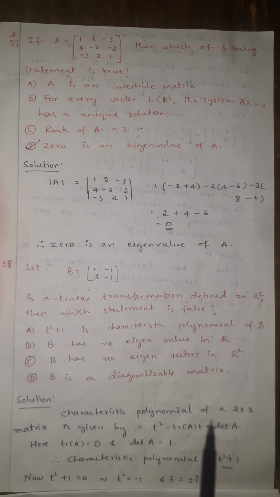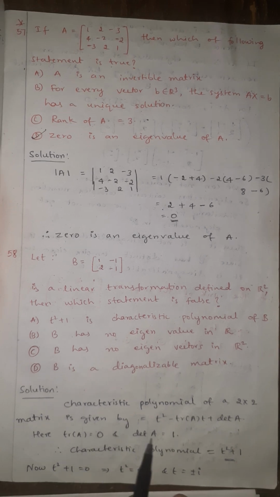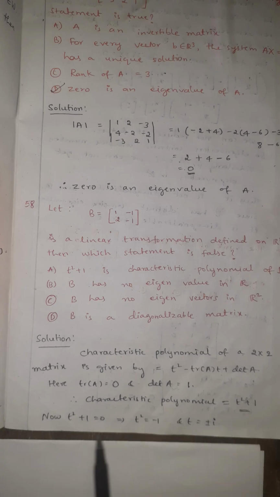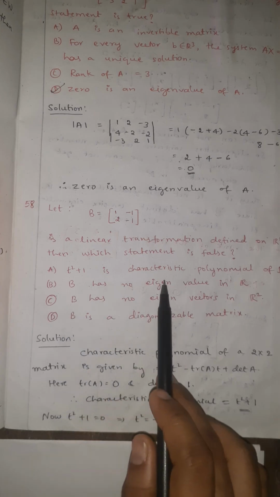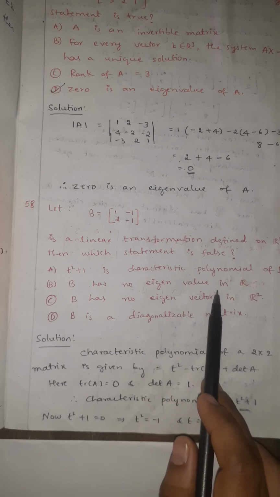The characteristic polynomial of a 2 by 2 matrix is given by t square minus trace of A into t plus determinant of A. Here trace of A equal to 0 and determinant of A is equal to 1. Therefore the characteristic polynomial is t square plus 1, and if you solve it you will get t equal to plus or minus i. So therefore this matrix B has two distinct complex eigenvalues. So t square plus 1 is the characteristic polynomial. This is true. B has no eigenvalue in R.